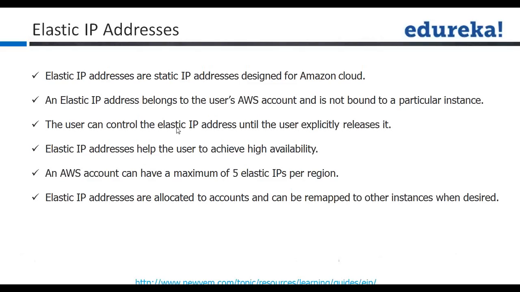How does it give high availability? Suppose you have launched an instance in the US East 1A zone and attached an elastic IP to it. Now zone A is down, so you launch another instance in zone B. You can attach the same IP address, because an IP address is per region, not per zone, and all zones are part of the same region. So you can achieve high availability with that. For the end user, your URL is always the same.